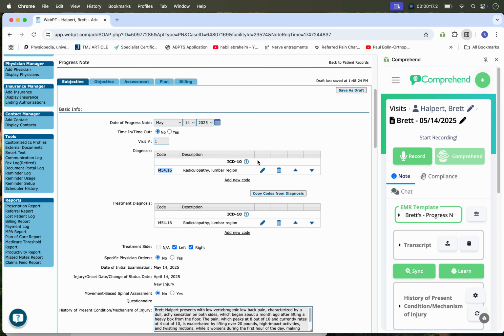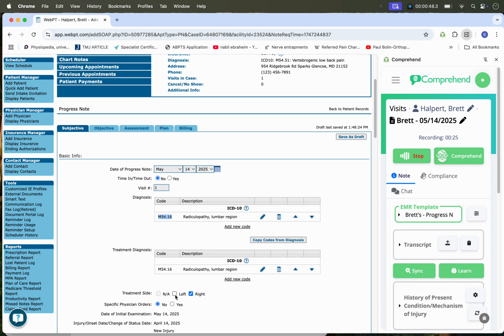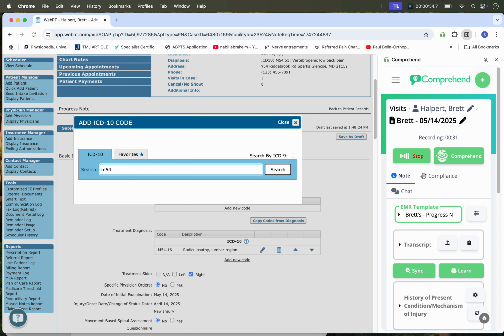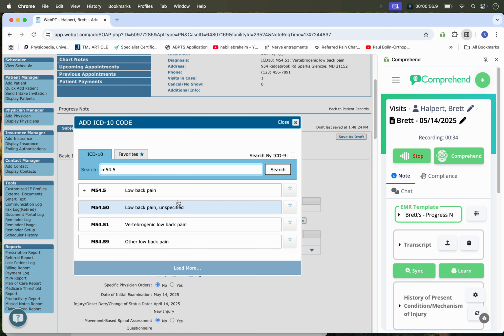The patient Brett initially presented with signs and symptoms consistent with lumbar radiculopathy, supporting this diagnosis with back pain with shooting pain down the right leg. However, since starting physical therapy, Brett's radicular symptoms have improved and are now centralized to his low back. For this reason, his diagnosis is being changed from lumbar radiculopathy to nonspecific low back pain. I'm just going to update my diagnosis.